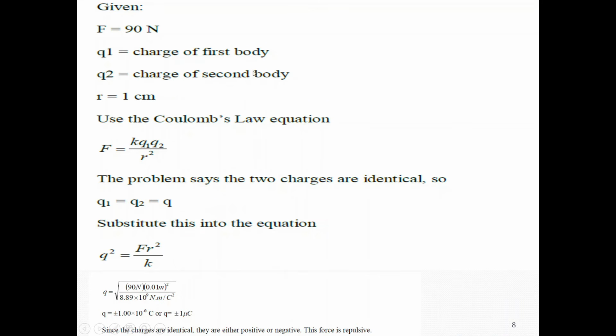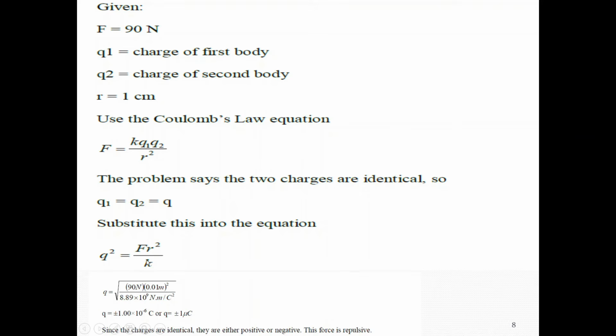Q1 is the charge of the first body, Q2 is the charge of the second body, and the distance between them is 1 centimeter. So using Coulomb's law, force is equal to K Q1 Q2 over R square, then multiply by R square: F R square over K. This is F R square over K. Why do we make this Q square? Because the two charges are identical, Q, so under the square root, in this case you have to use plus or minus. Q is equal to plus or minus the square root of F R square over K.